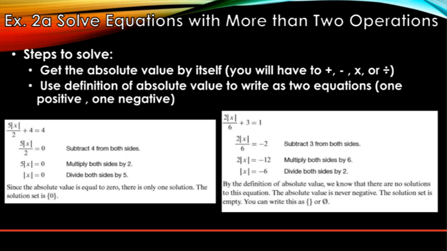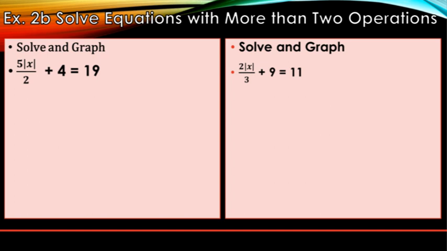The second type of example, you have more than two operations. You're going to do everything else the same, but you're just going to have to get the absolute value by itself by doing more than two steps. So let's show one of these. Again, I need to get absolute value by itself, and I always need to do adding or subtracting first. So I want to get rid of this positive 4, so I subtract 4 on both sides. Now I have 5 times the absolute value of x divided by 2 equals 15.